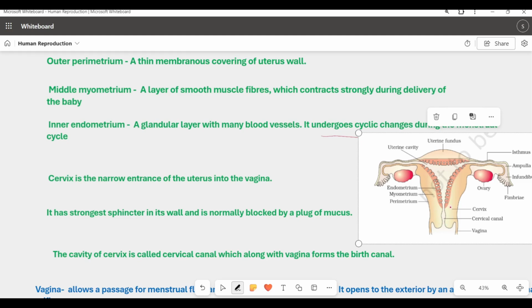This region has strong sphincter muscles. Sphincter muscles will be mostly closed. They will be open only during parturition. And this is plugged with mucus. The cervix is actually plugged with mucus.